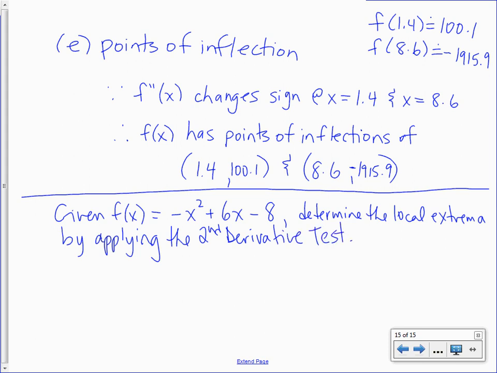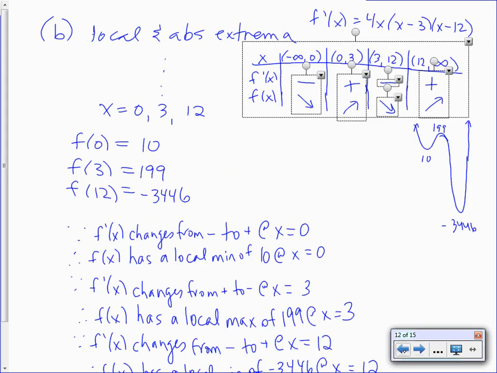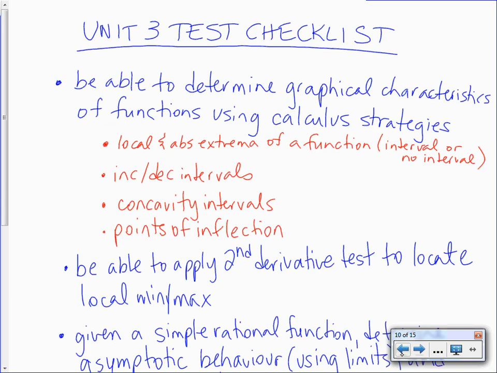So now I'm giving you a specific way I want you to do it. I want you to use the second derivative test. There will be one time on the test, if you go back to the checklist, where you have to be able to apply the second derivative test to locate a local min or max. I want you to use the second derivative test at least once on your test.